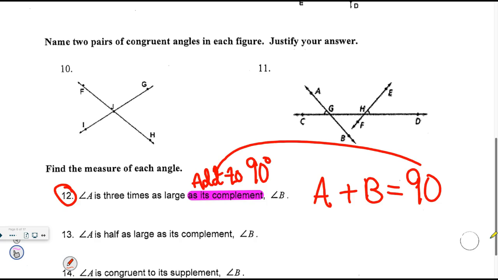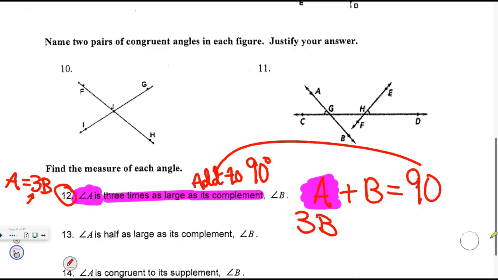So look at what they tell me. You see how it says angle A is? Is in math is an equal sign. So A is 3 times B. Does that make sense? If it said A was 4 times B, I put a 4 here. If it said A was a half of B, I put a half here. But A gets to be replaced with 3 times B because it says A is 3 times B. So we're going to say, well, A is 3 times B. And then we have the B. And they have to add up to 90 degrees.